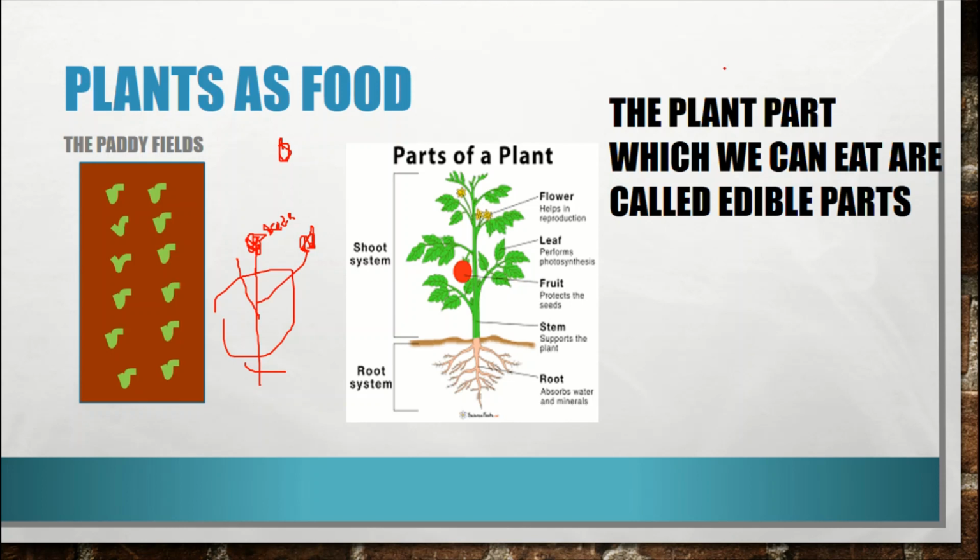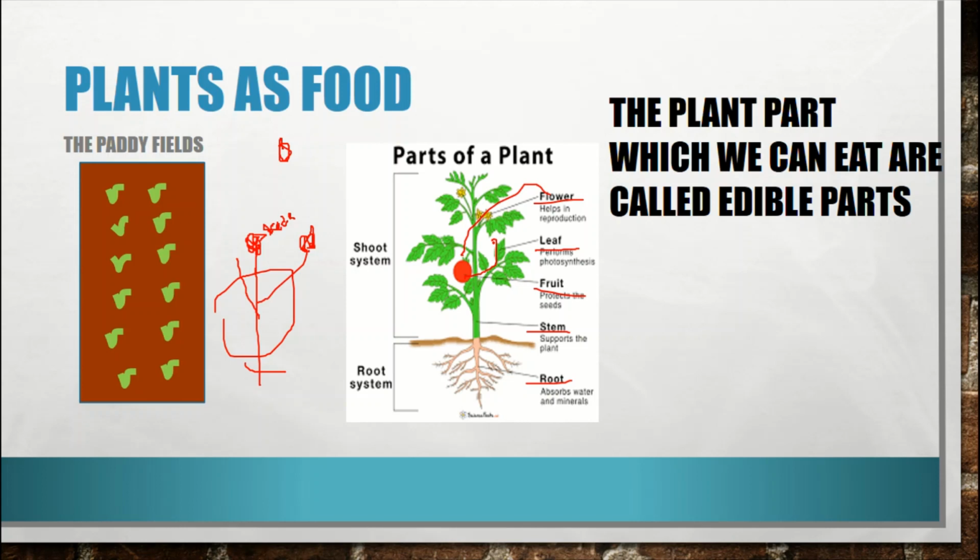Parts of a plant are the flower, leaf, fruit, stem, and root. Actually, a flower turns into a fruit, and fruits turn into vegetables. Okay. Now, are all these parts edible? Yes, all these parts are edible, but it depends on the plant. In the mustard plant, we only eat the leaves and seeds, which are edible. Others aren't.